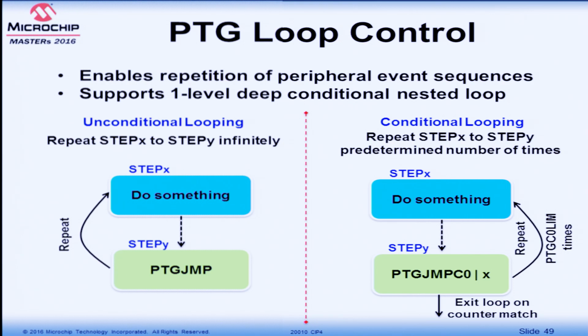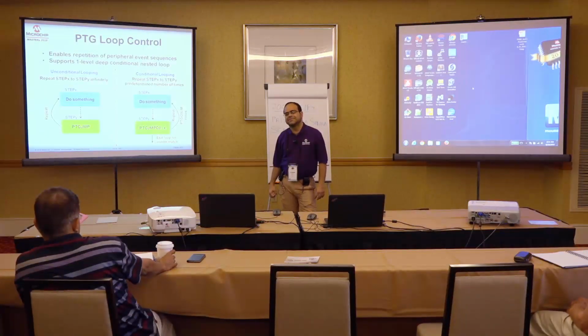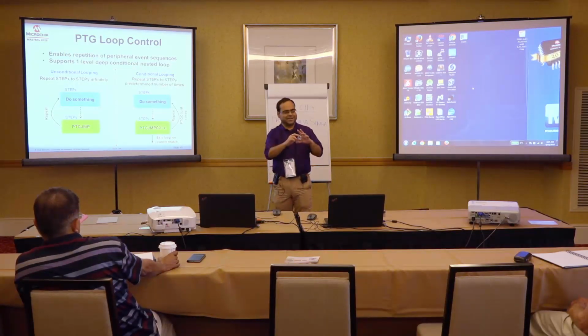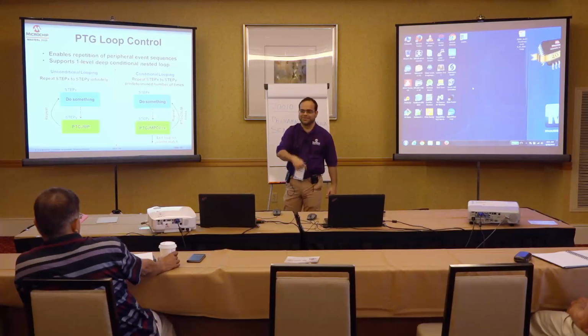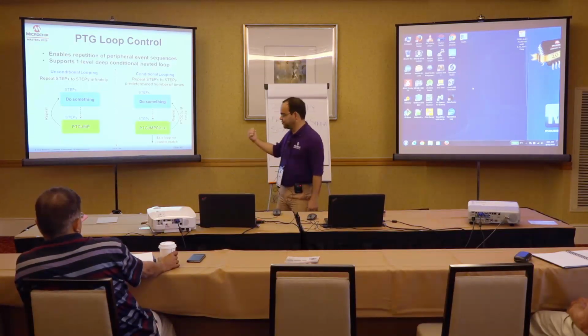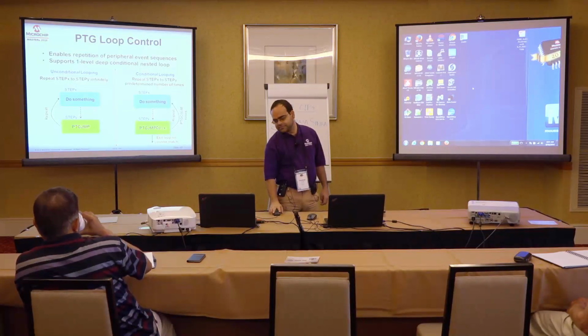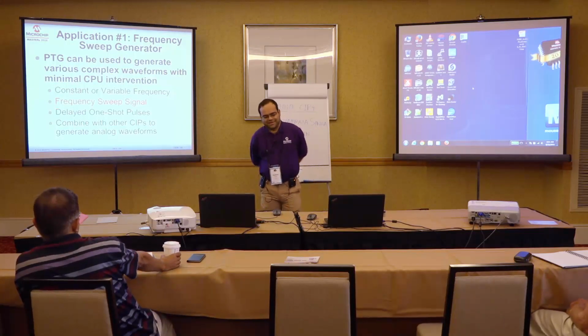So how many loops can you nest inside each other? Any idea? 2. You can nest 2 conditional loops inside each other, and you can also have an outer unconditional loop. So you can have as many as 3 loops running inside each other, because you have 2 loop counters plus the unconditional loop. So here is the next pop quiz.